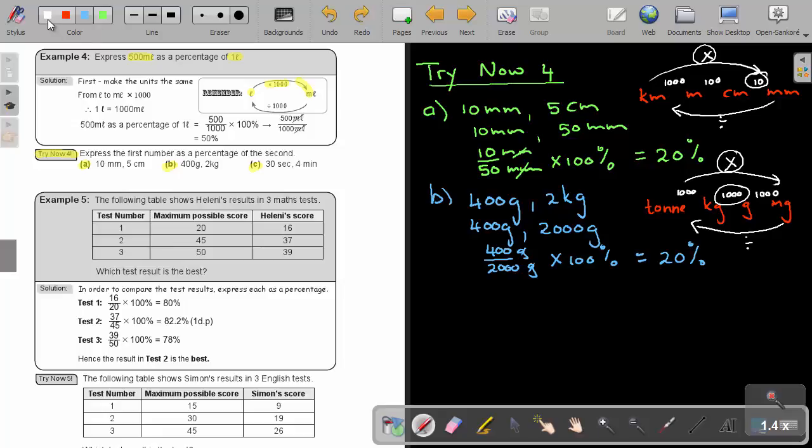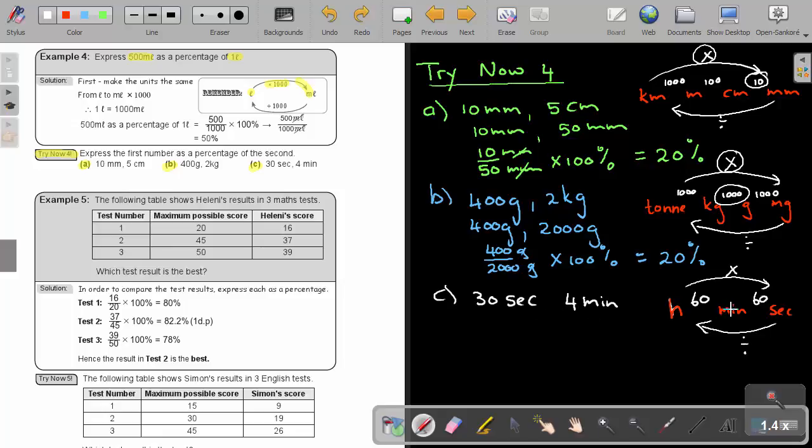What will we do, the final one? I think we're going to do it in white. So it's 30 seconds to 4 minutes. Now remember, hours, again your table, let's just use red. So it's hours, minutes, seconds. And again, this will be 60, 60. 1 hour, 60 minutes. 1 minute, 60 seconds. Again, going to this side, multiply, coming back, divide.